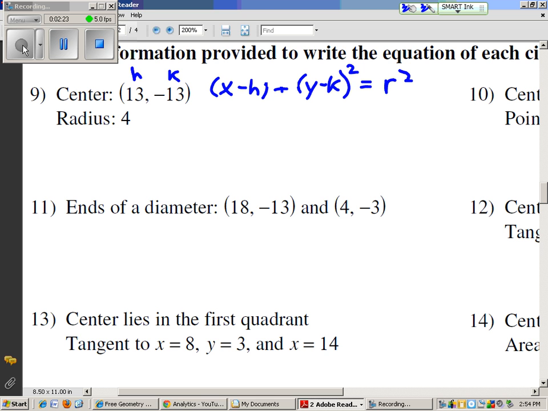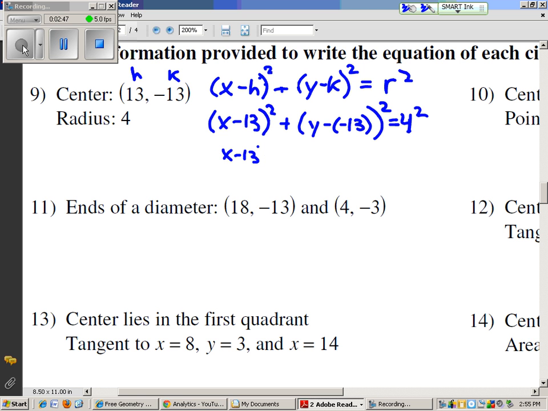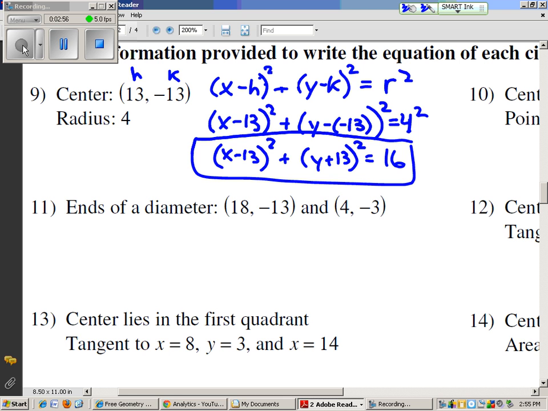So when I plug those in, sorry, this thing is freaking out. When I plug those in, I get x minus 13 quantity squared plus y minus negative 13 quantity squared equals 4 squared. And that means I'm going to get x minus 13 squared plus y plus 13 squared equals 16. Done.